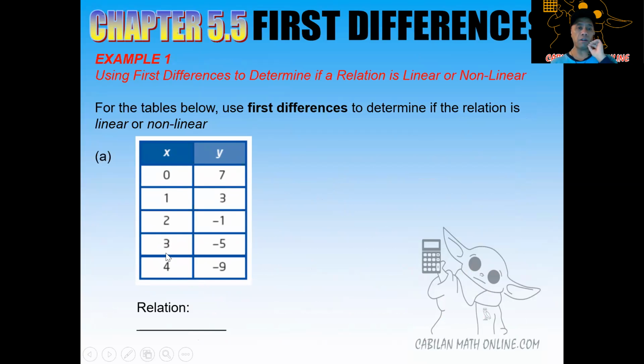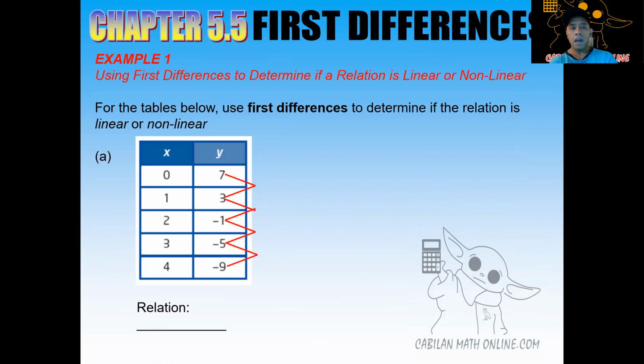So we're set to go here. If you're looking down the values over here, 7, 3, -1, -5, -9, take a moment to look to see if there's a pattern. Now, just as a reminder, not all the examples we're going to look at today will have a pattern.